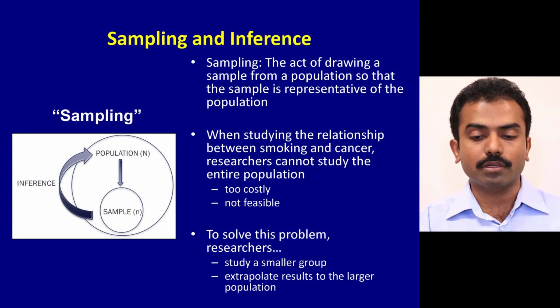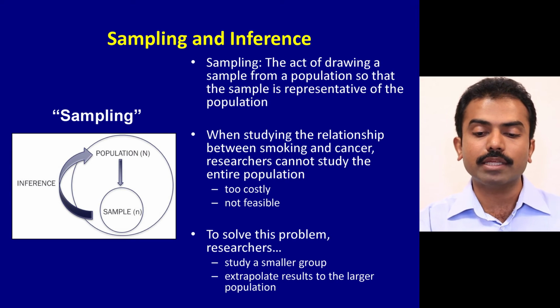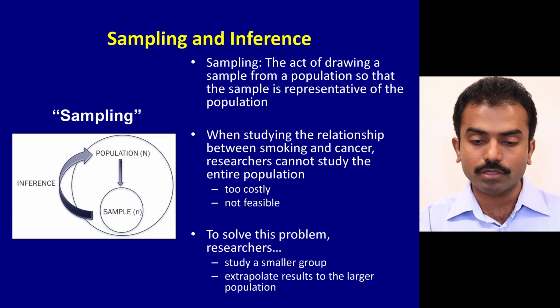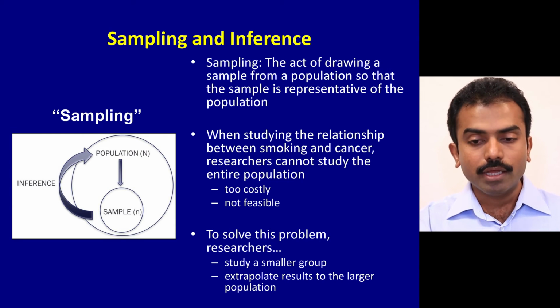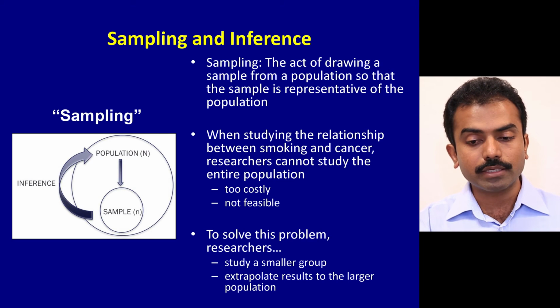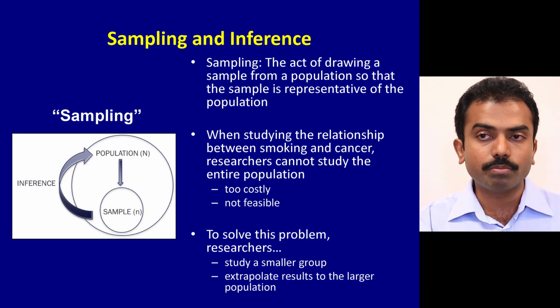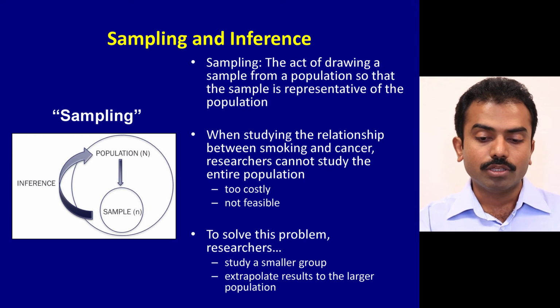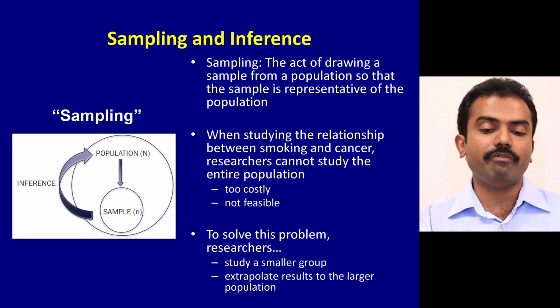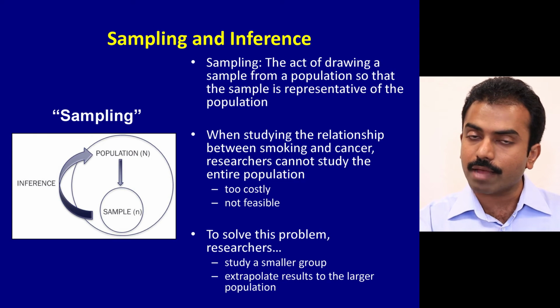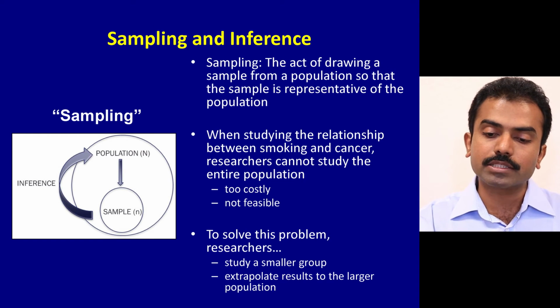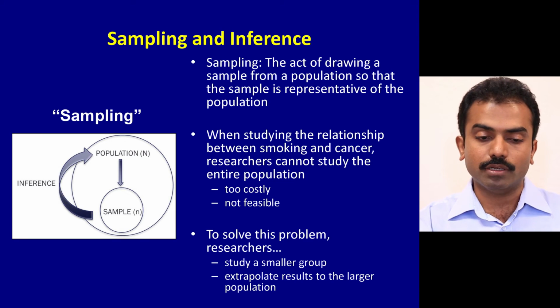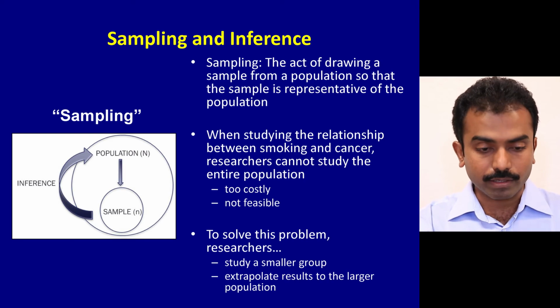So that is sampling. As I told you, when studying the relationship between anything, let's say between smoking and cancer, the researchers cannot possibly study the entire population. It's often too costly, not feasible, probably not required. If we are able to get the same information by testing a sample, why should we test the whole population? So we almost always sample. How do we sample in such a way that the results we get out of the sample are representative and can be extrapolated to the larger population? That process is called sampling.